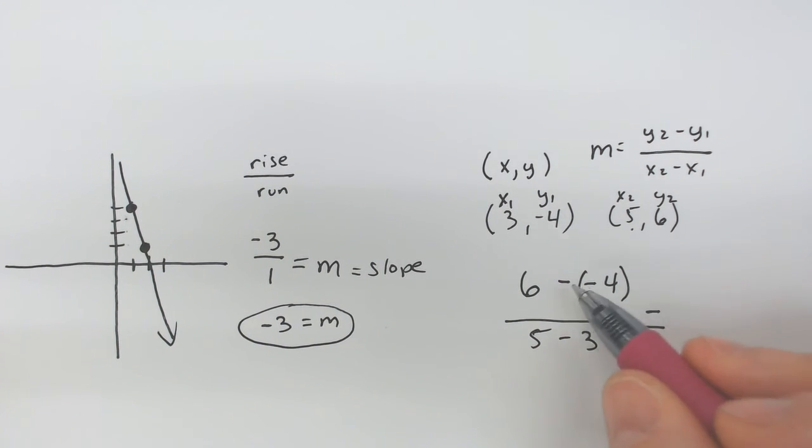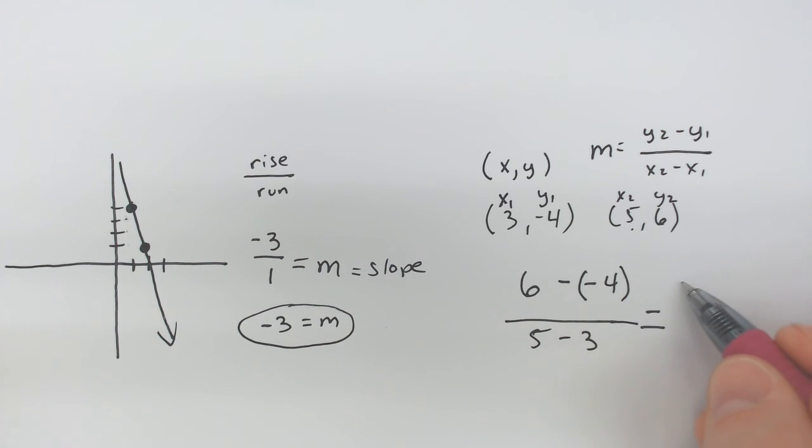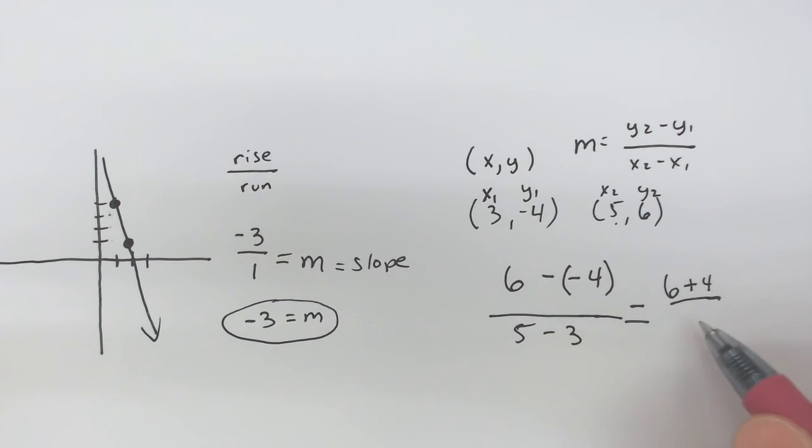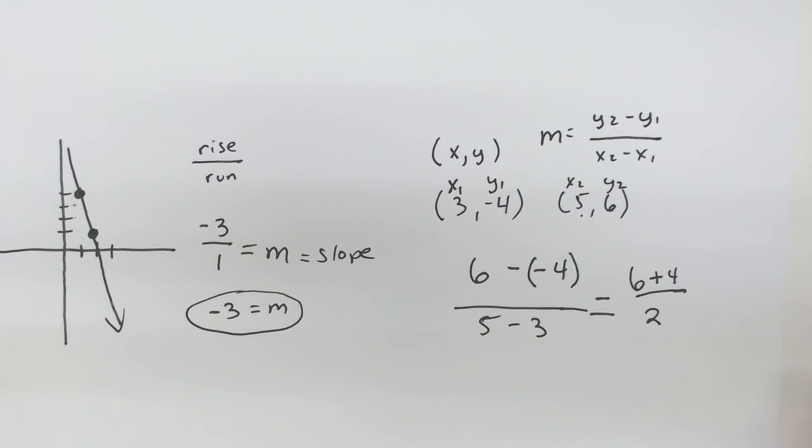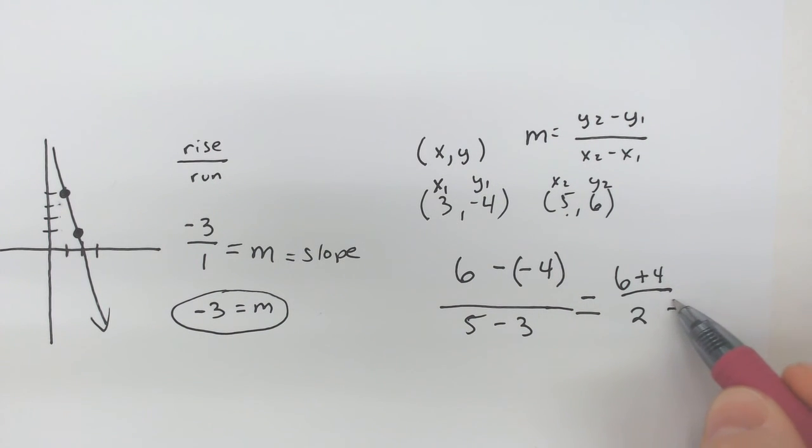So what would that equal? 6 minus negative 4 is actually 6 plus 4. Minus a negative makes a plus. And 5 minus 3 is just 2. Well, 6 plus 4 is 10, and we still have it over 2.